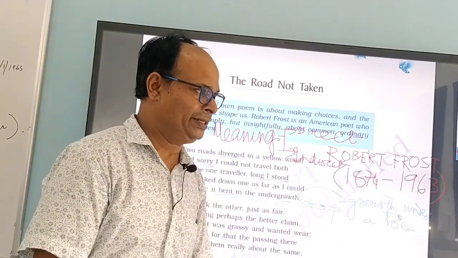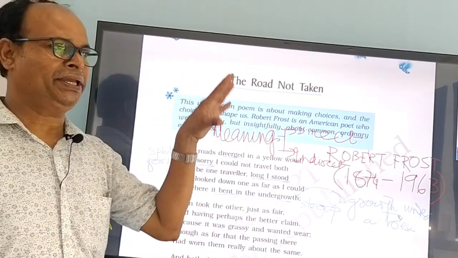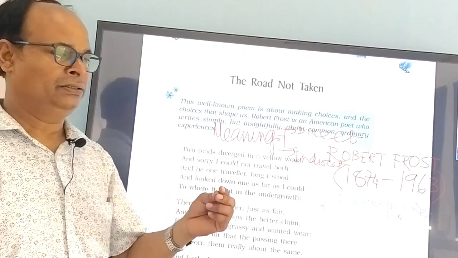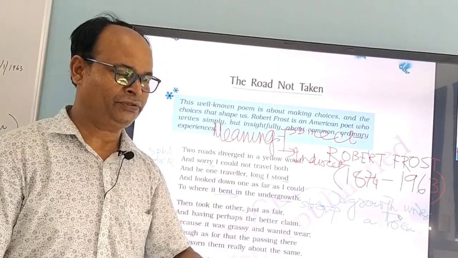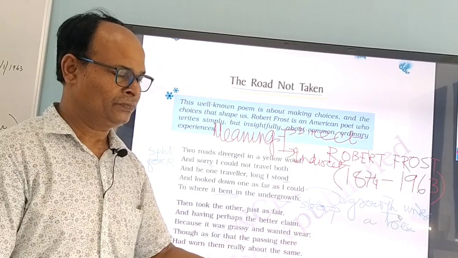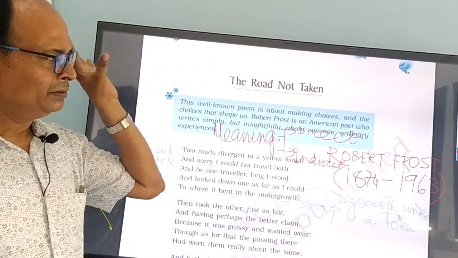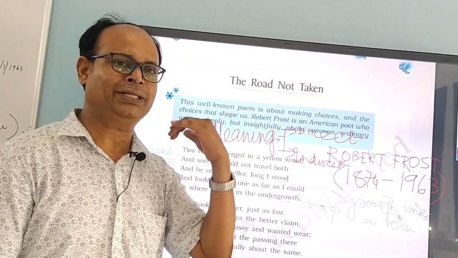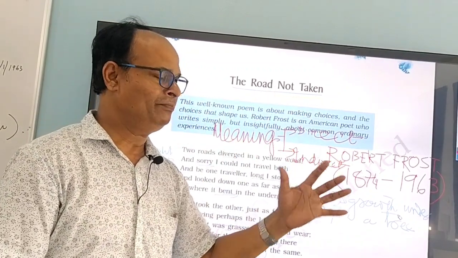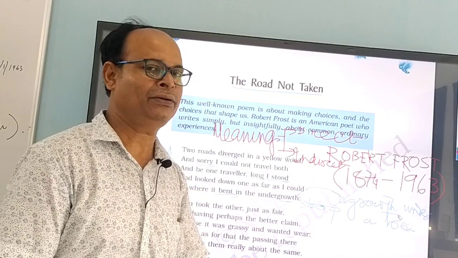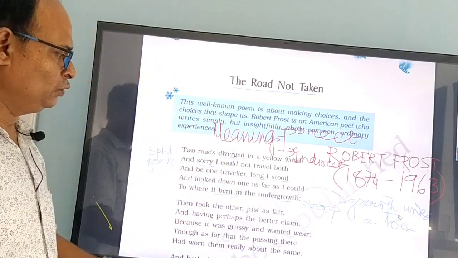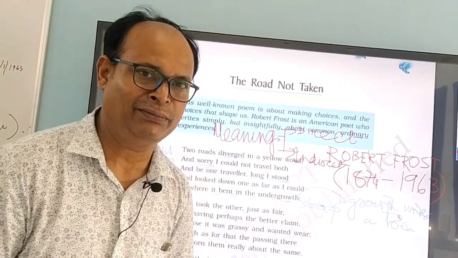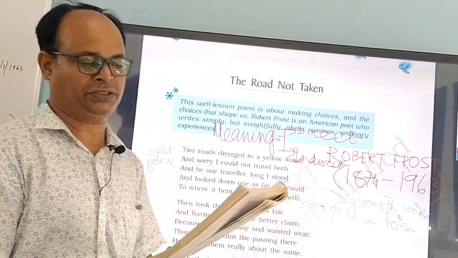Now you are in class 9, you'll come to know about many poetic devices, and the simple poetic devices are simile, metaphor, personification. All these figures of speech or poetic devices beautify the poem and make it more clear and vivid. So in this poem we will see there are four stanzas. How many stanzas? Four stanzas.